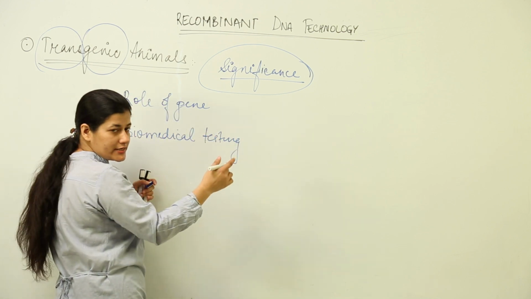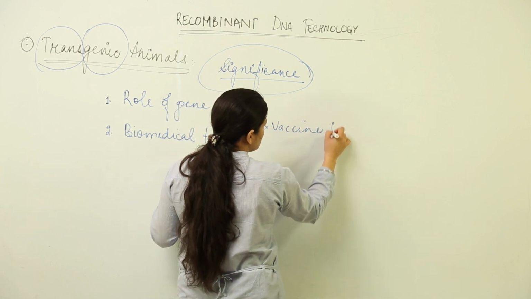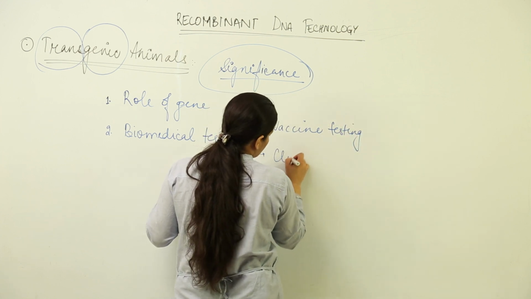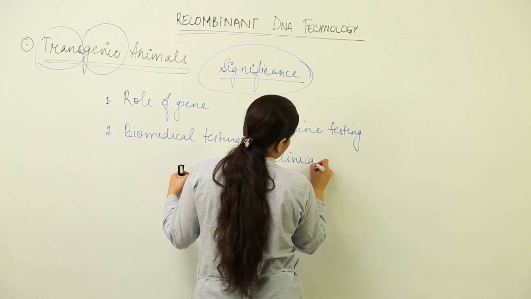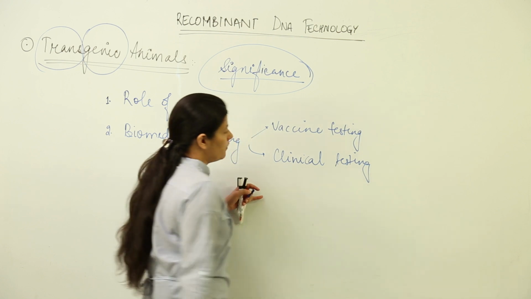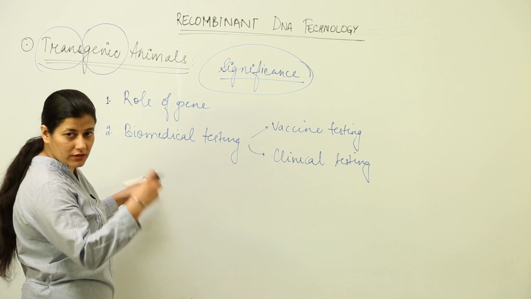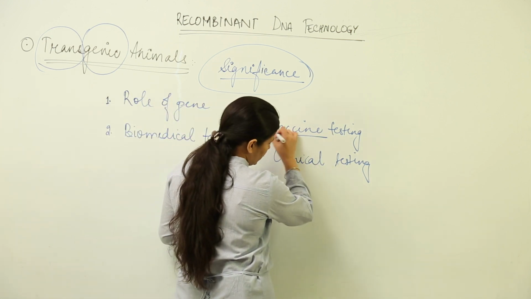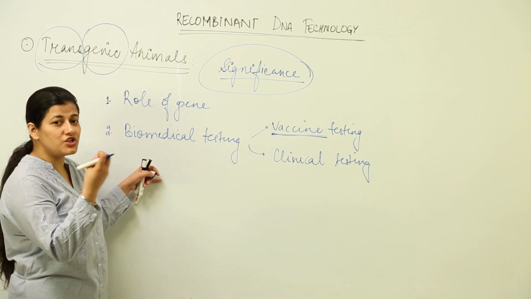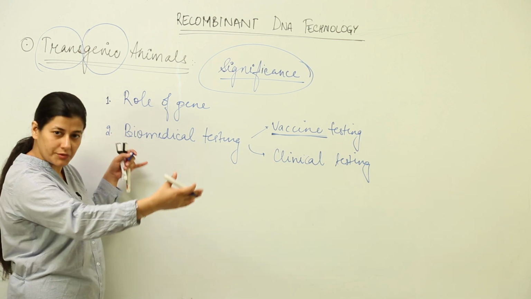Now under biomedical testing, what do we have? We have certain vaccines which are made as a result of rDNA technology. So we have vaccine testing. Other clinical testing is also covered under this particular field, where we have specific enzymes which are designed in a way so that whatever vaccine you have created, you are going to check its effect using the transgenic animal instead of the host itself, which would be a human being.